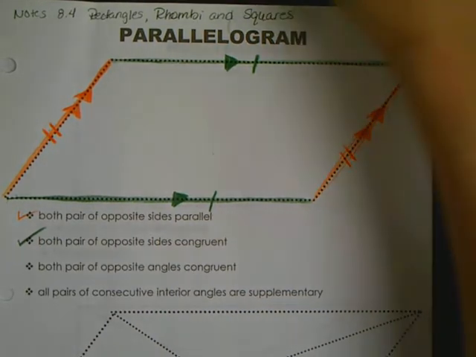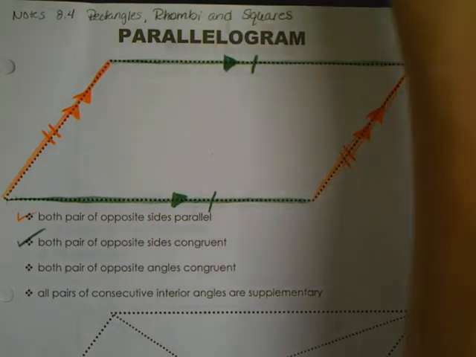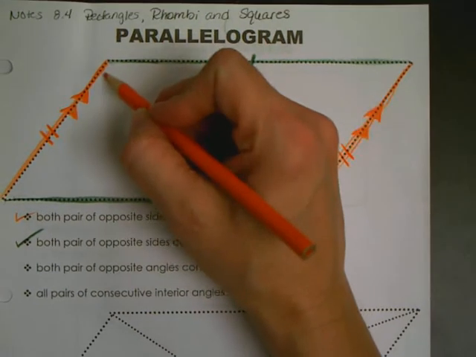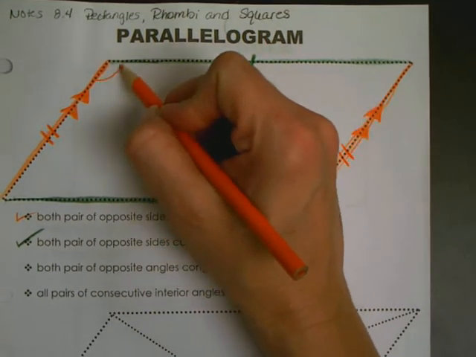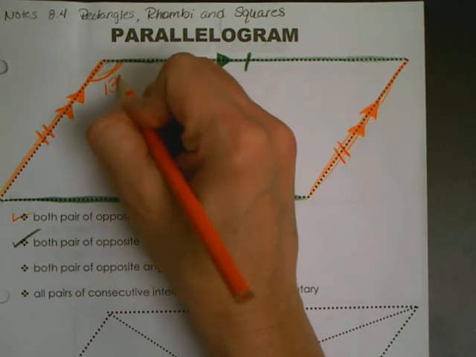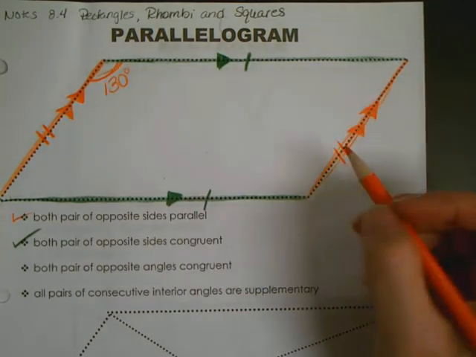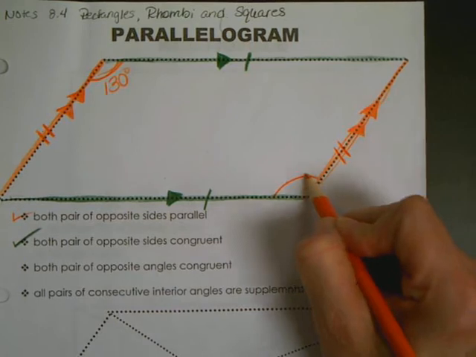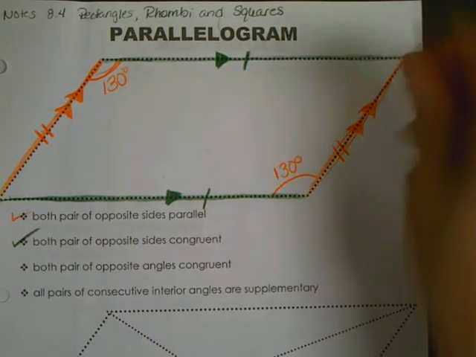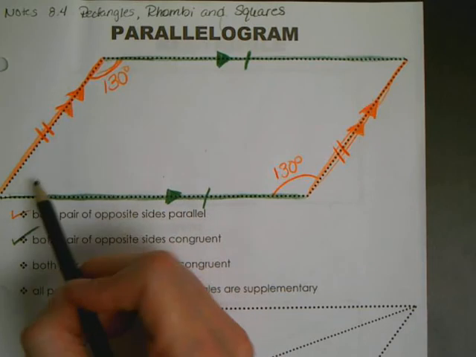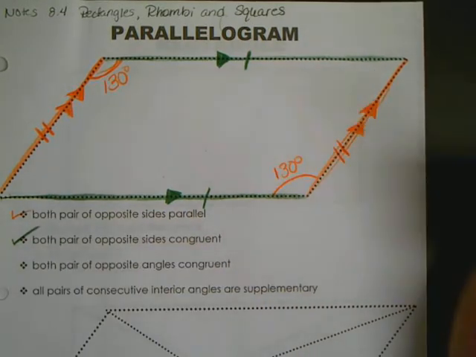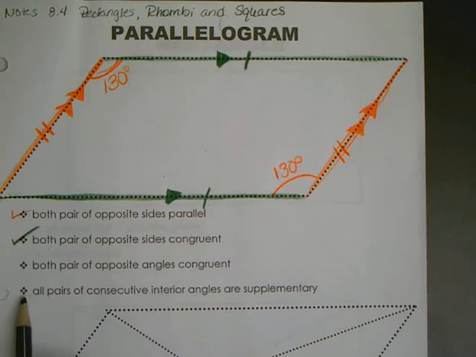All right, the third item, both pairs of opposite angles are congruent. I'm going to just continue with orange and green as my theme, and I'm going to make this angle, this one's obtuse, so let's give it an obtuse degree. I'm going to make up 130 degrees. I have no idea, that just sounded like a good number. And this one, opposite it, is also going to be 130 degrees. Now these have to be congruent.